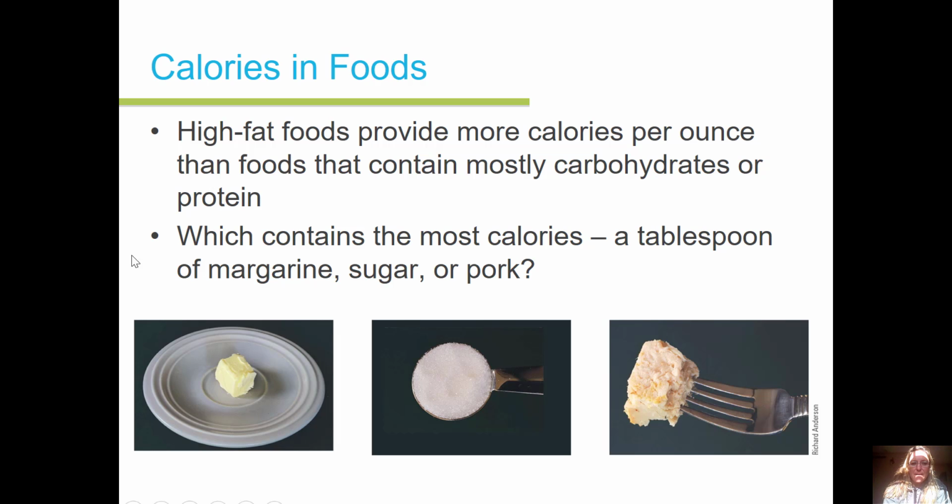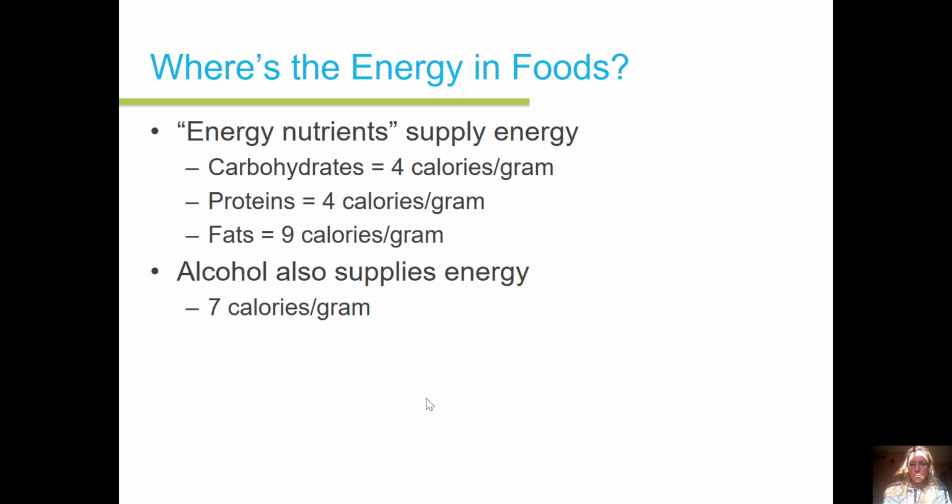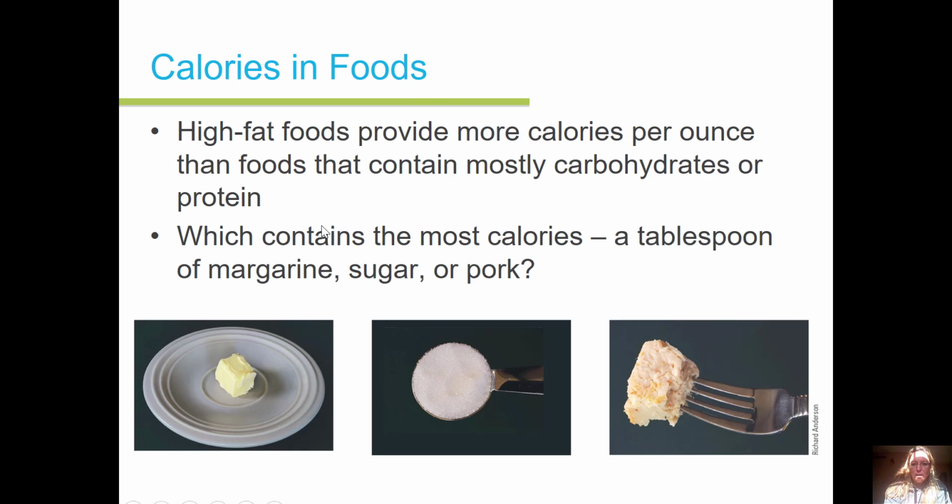So foods that are high in fat definitely provide more calories per ounce than foods that are mostly carbohydrate and protein. Again, the reasoning behind that is because carbs and protein have only 4 calories per gram. Fat has 9. So if you look at these 3 foods, you've got a tablespoon of margarine, sugar, and lean pork. Which one do you think contains the most calories? In this instance, obviously it's the margarine.